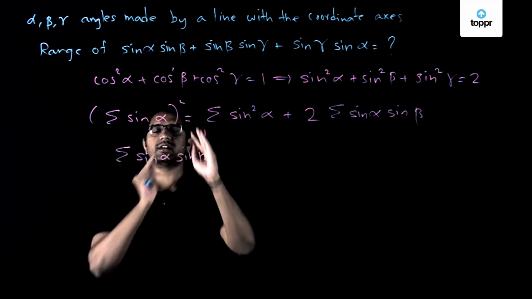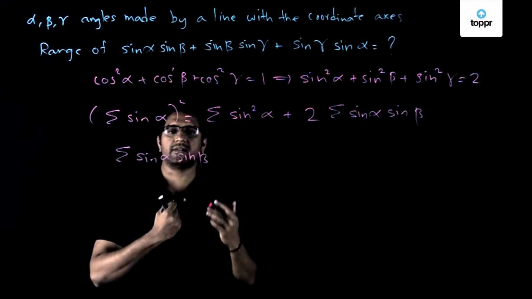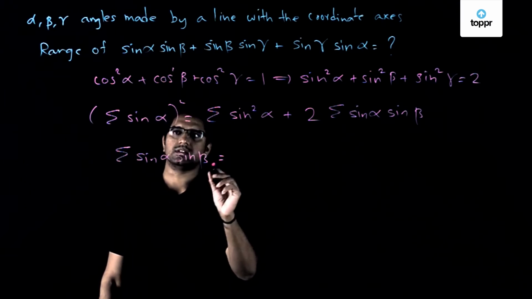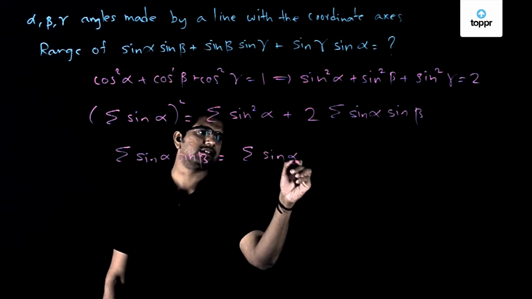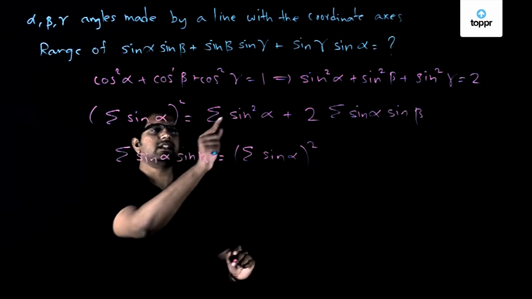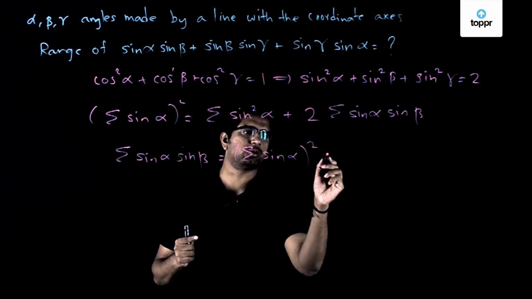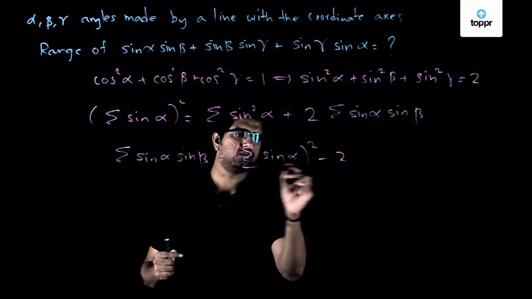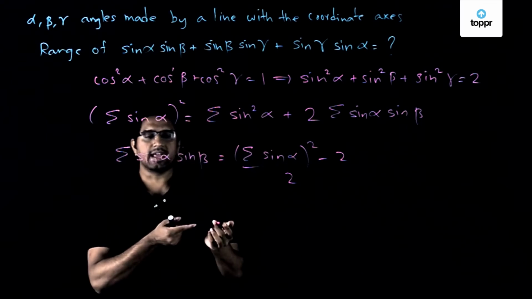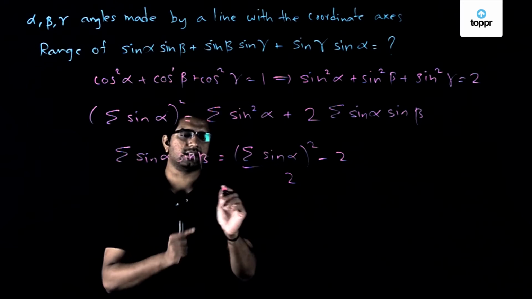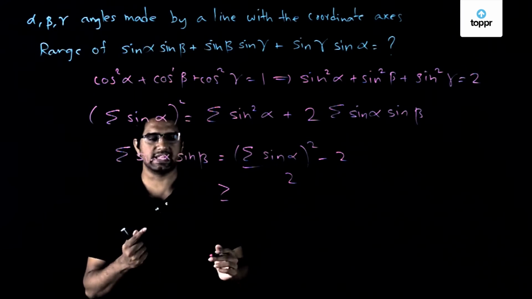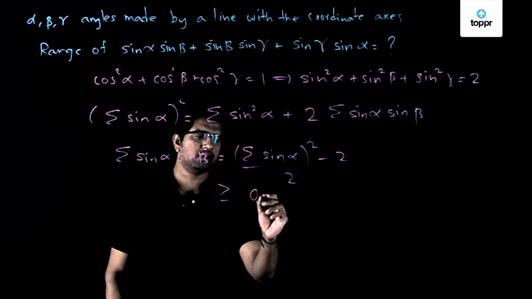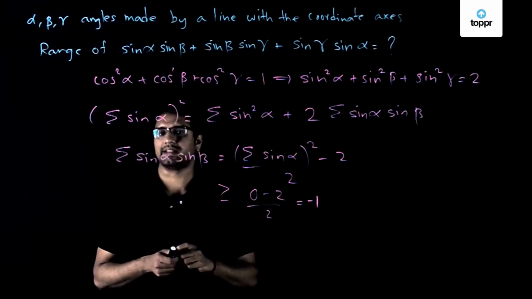This is nothing but sigma sin alpha the whole square, a perfect square, and therefore it is a non-negative quantity. So, we have sigma sin alpha the whole square minus this which we have already got, which is 2, divided by 2. So, what can one say? One can say immediately that the value that we want here is greater than or equal to this. The minimum value the square can take is 0. So, 0 minus 2 by 2, which is equal to minus 1.